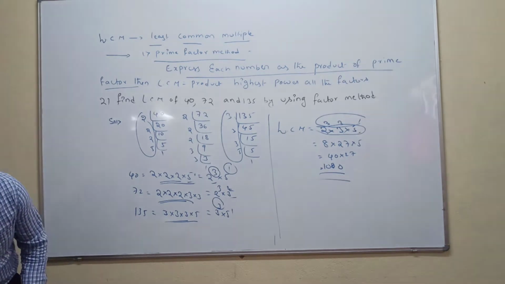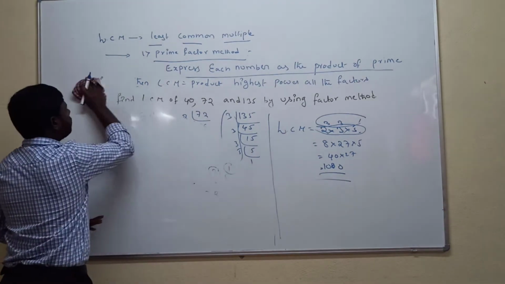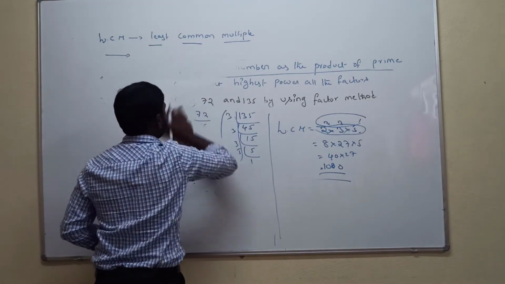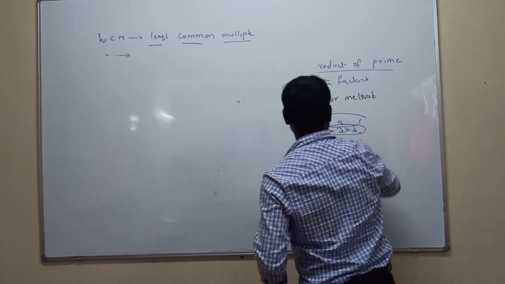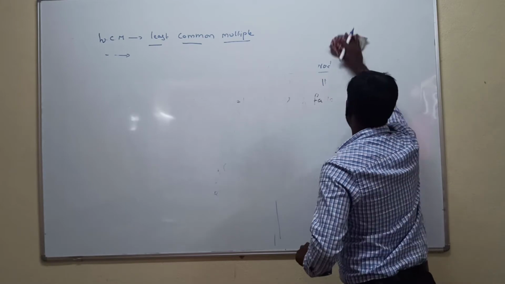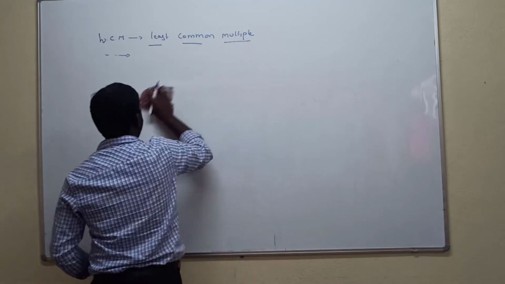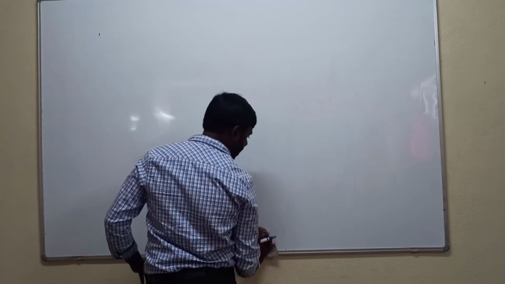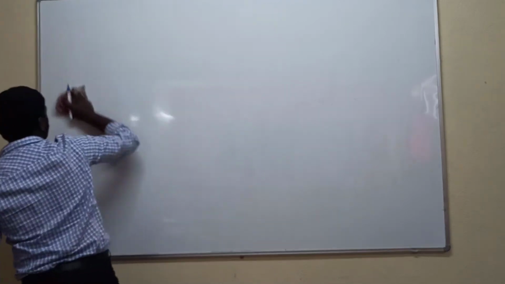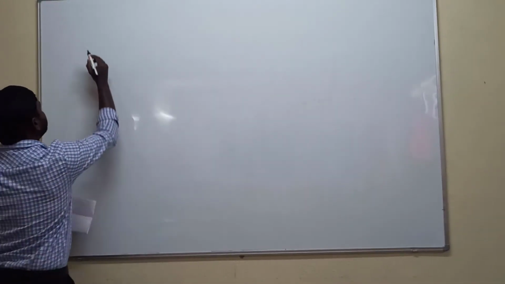The next method is the division method. The second method is the division method. What are the conditions for the division method? Divide the given numbers by a common prime number until the remainders are prime numbers. Then LCM is equal to the product of the prime numbers and the remaining remainders. So the second one is the division method.